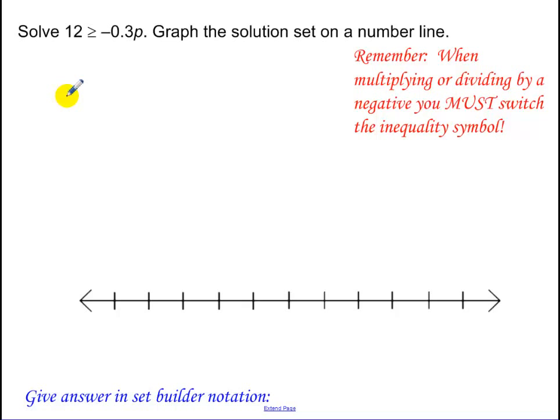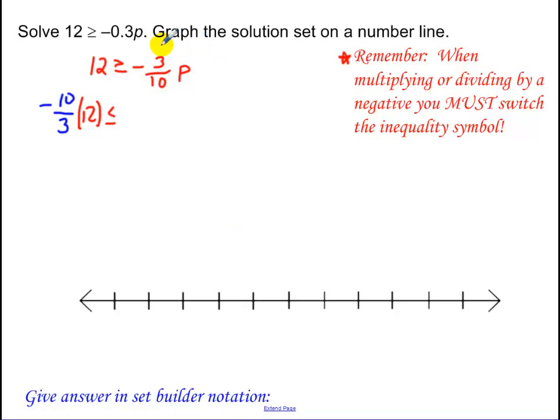Okay, solving this equation, and I have a little reminder here. When we multiply or divide by a negative, we must switch the inequality symbol. Now, I'm going to do this one all without a calculator. Remember, that decimal as a fraction is negative 3/10 p. Now, I'm going to multiply by the reciprocal. So I'm going to multiply both sides by negative 10/3. Don't forget to switch that inequality sign.